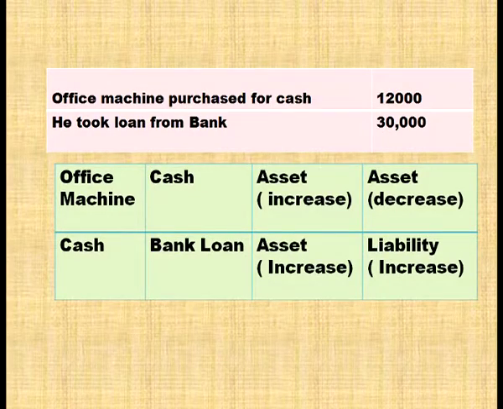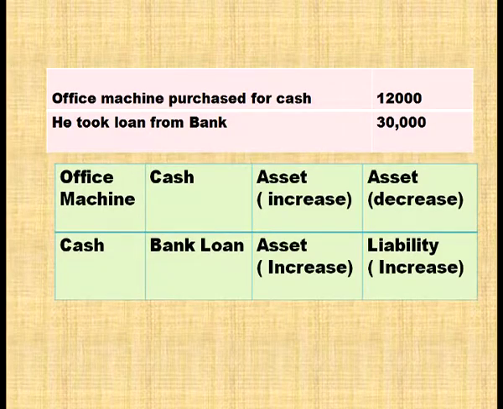Another transaction, office machine purchase for cash. Office machine being an asset, it is an aspect and cash is the other aspect. Office machine is an asset. Rule for asset account, when asset is increased, it is debited. So office machine is debited. And cash is going from the business, asset is decreasing, so cash account is credited. Office machine account debited, cash account credited.